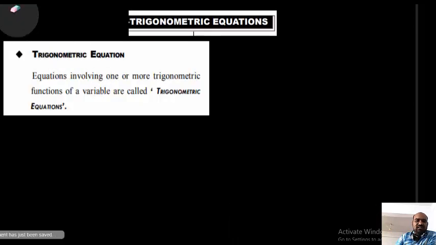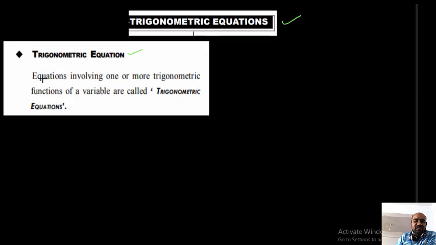Title: Trigonometric equations. Equations involving one or more trigonometrical functions of a variable are called trigonometrical equations. Example: sin x plus half equals 0.